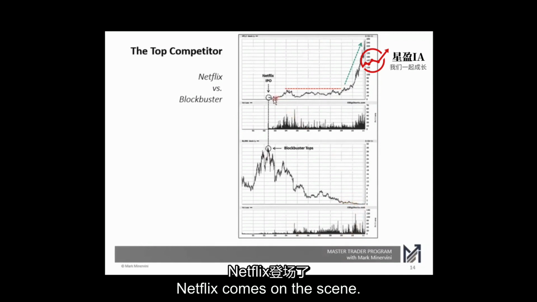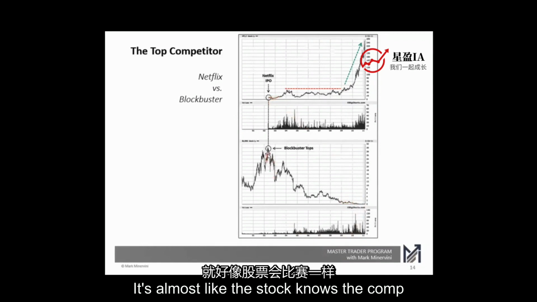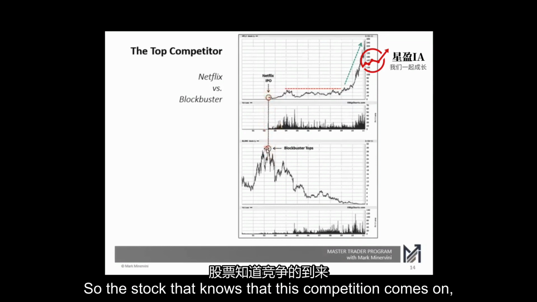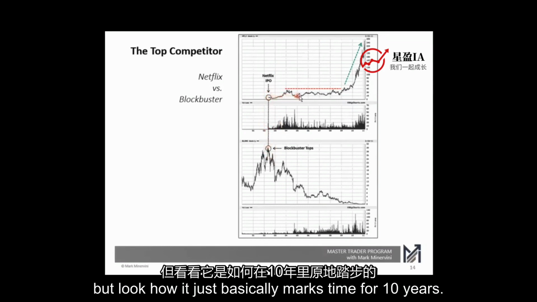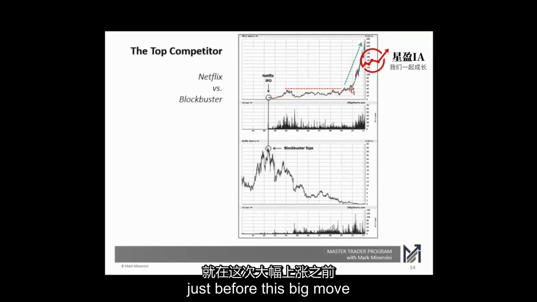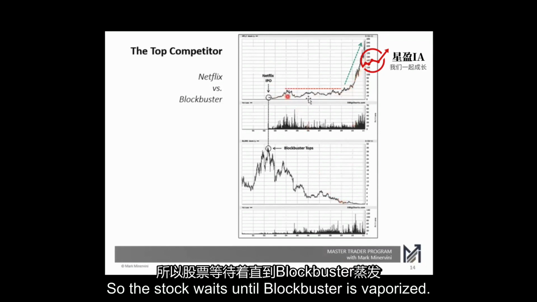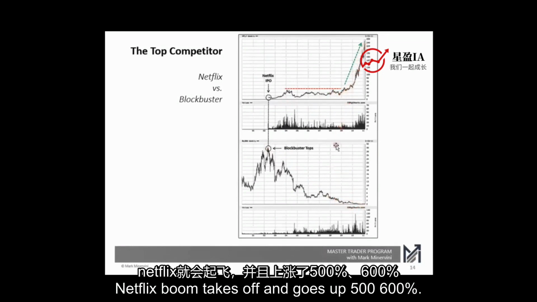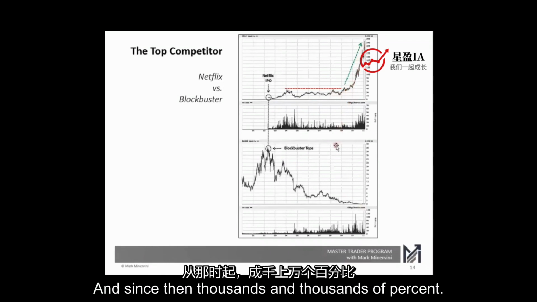Look at Netflix. Netflix comes on the scene. It's almost like there is an intelligence in there that's really amazing with the stocks. The stock knows that this competition comes on, but look how it just basically marks time for 10 years. I bought Netflix for the first time in 2010, right here, just before this big move. So the stock waits until Blockbuster is vaporized. Once Blockbuster is completely out of the way, Netflix, boom, takes off and goes up 500-600%. And since then, thousands and thousands of percent.